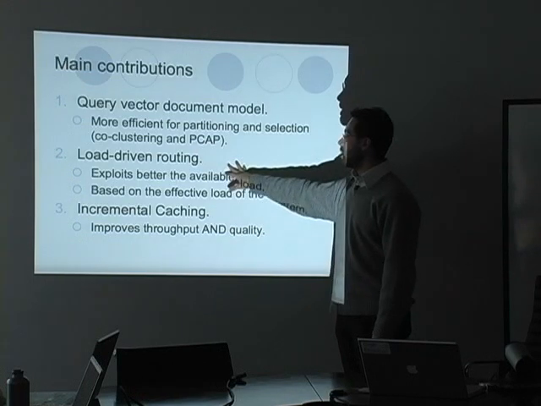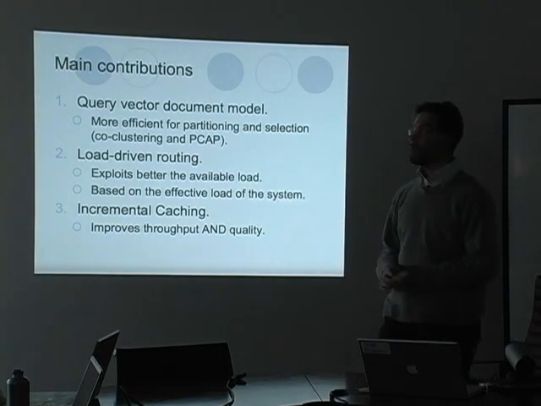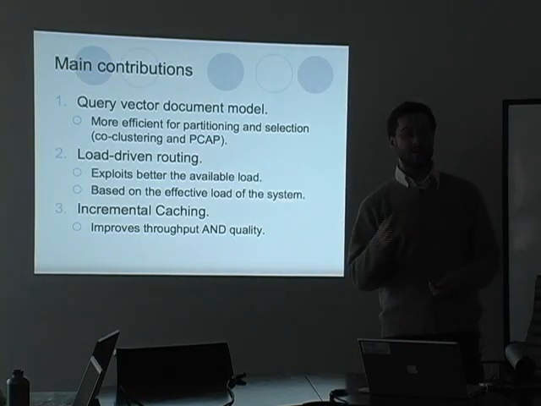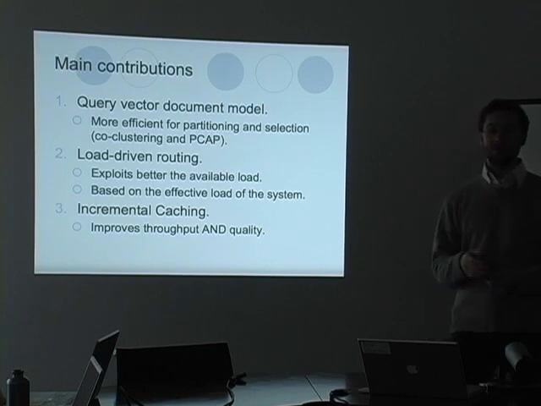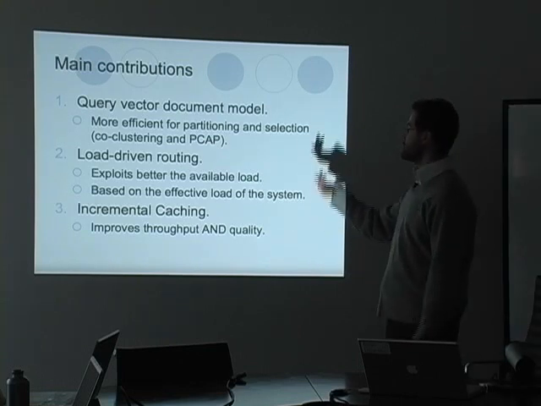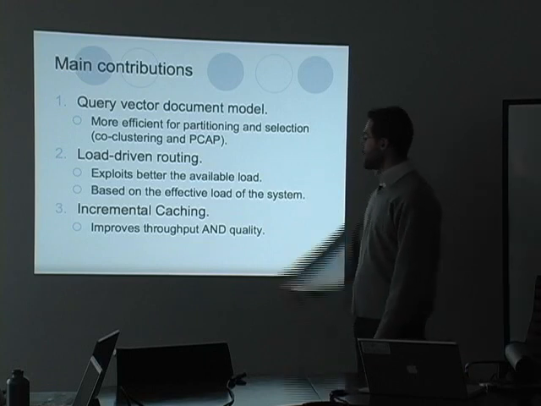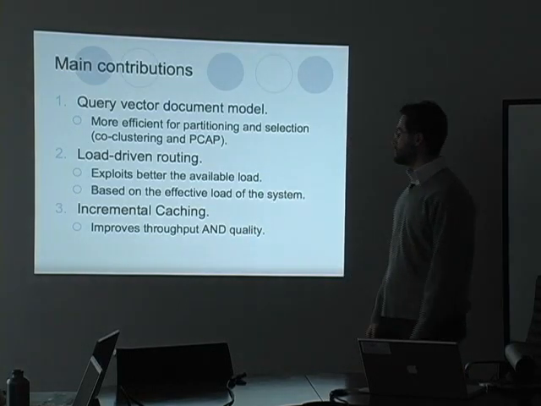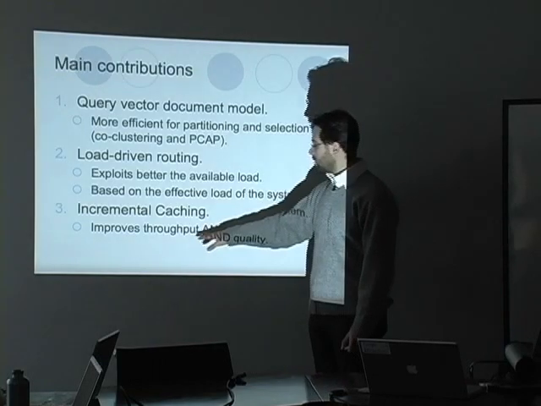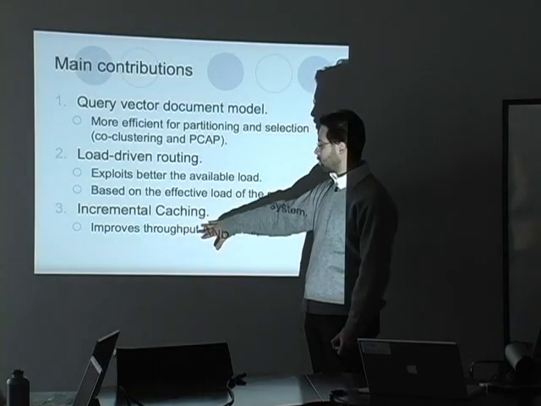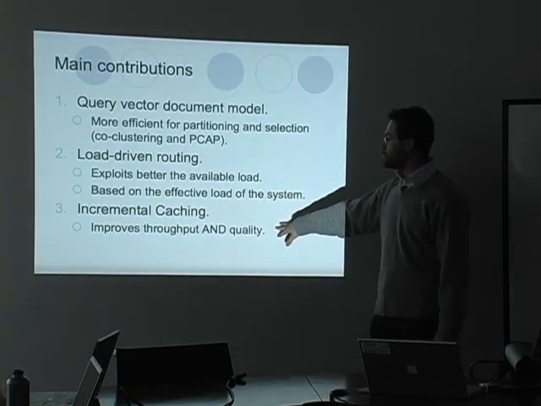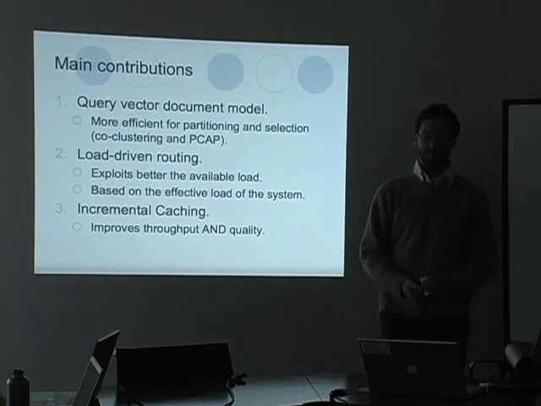Also, there is this new concept of load-driven routing. So when the query is sent to the servers, we also consider their instant load at the moment, and we base our decision on this information. And then there is this new thing called incremental caching that, differently from a basic cache that just improves the throughput, is also able to improve the result quality.